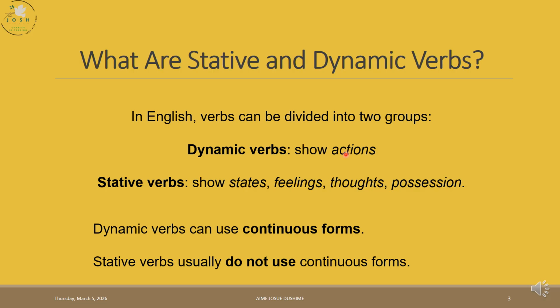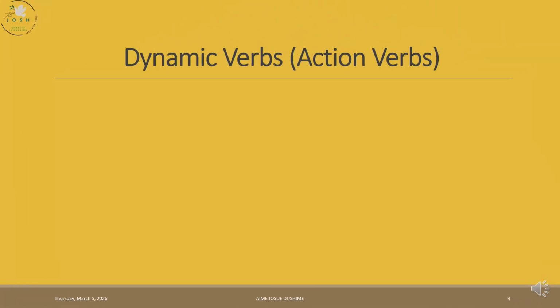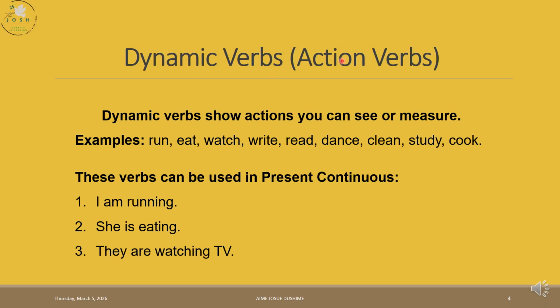And when you talk about a physical action, that's a dynamic verb. Dynamic verbs can use continuous form, like the ing form. But stative verbs usually do not use the continuous form. They usually don't take the ing form. Let's start with the dynamic verb, the action verb. Dynamic verbs show actions you can see or measure. If you can see an action, if you can measure the action, that's a dynamic verb.